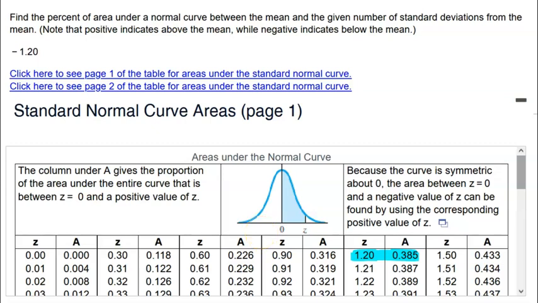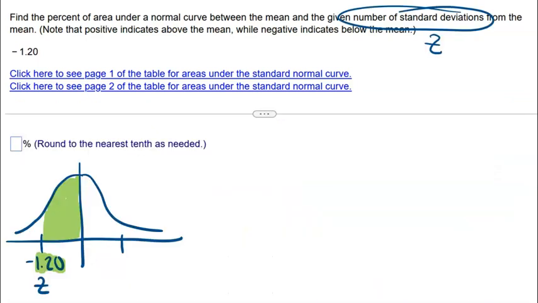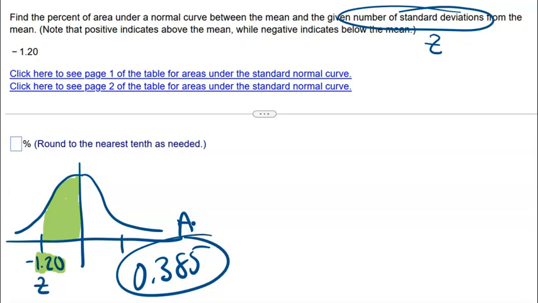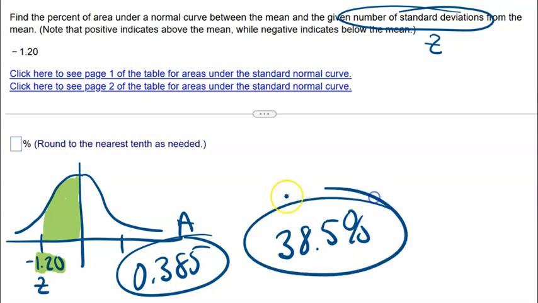So 0.385 is my answer. 0.385 was in the A column. All right, and they want it in percent form, so that is 38.5% of the values lie between the mean, we don't even know what that is, we don't care in this problem, to 1.2 standard deviations below the mean. So 38.5% is our answer.